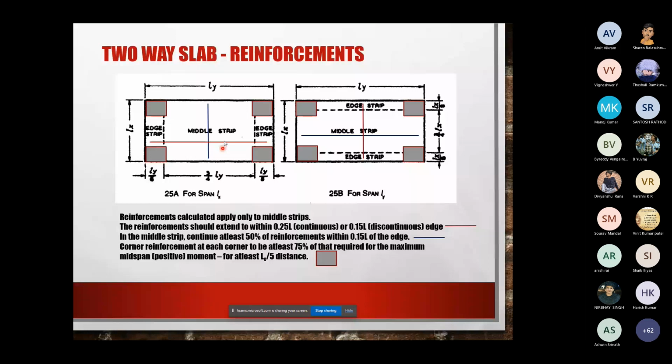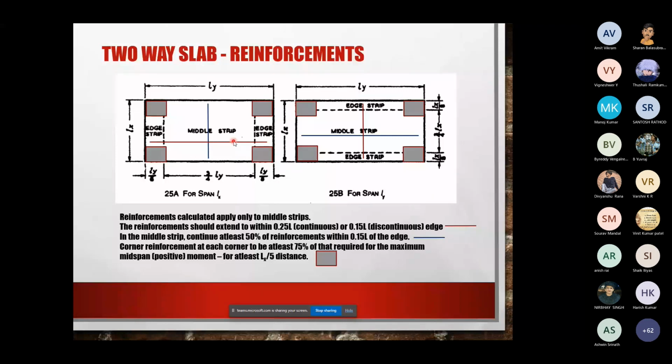In this way, you can calculate the moments and apply the reinforcements. So you basically divide your two-way slab into strips like this. You have the edge strip or column strip, it's called by both names. Then you have something known as the middle strip. This is defined for both the directions separately, separately for Ly and separately for Lx.